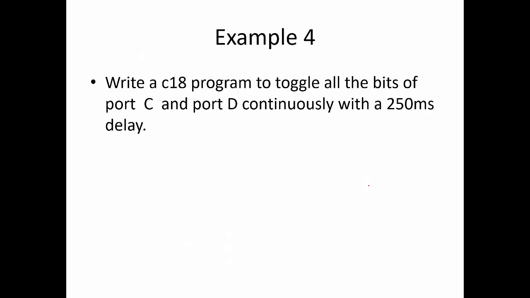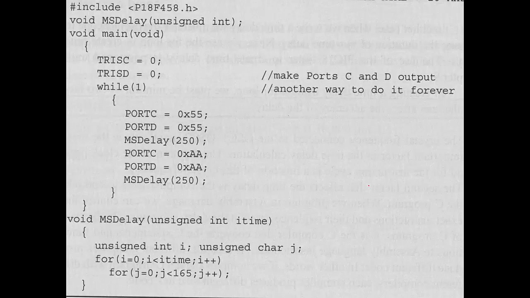So next, write a C18 program to toggle all the bits of port C and port D continuously with a 250 millisecond delay. So just indicating 0x55, 0xDD in port C and D, and similarly after the 250 milliseconds delay, that is toggling, you are feeding the values to port C and D as 0xAA.